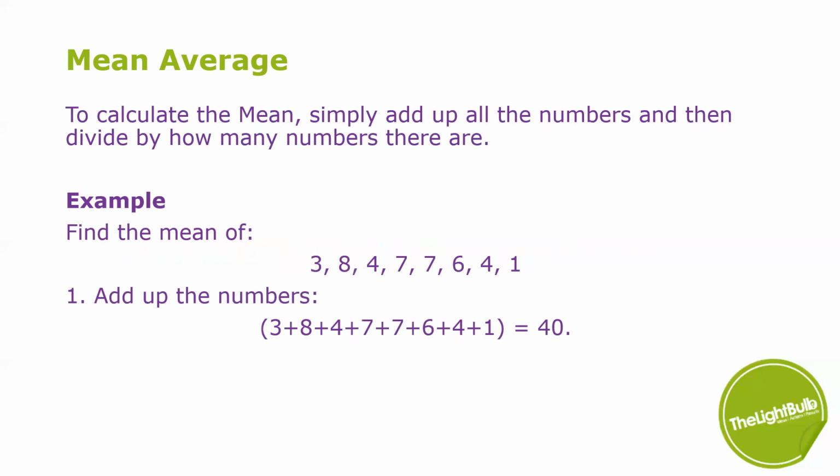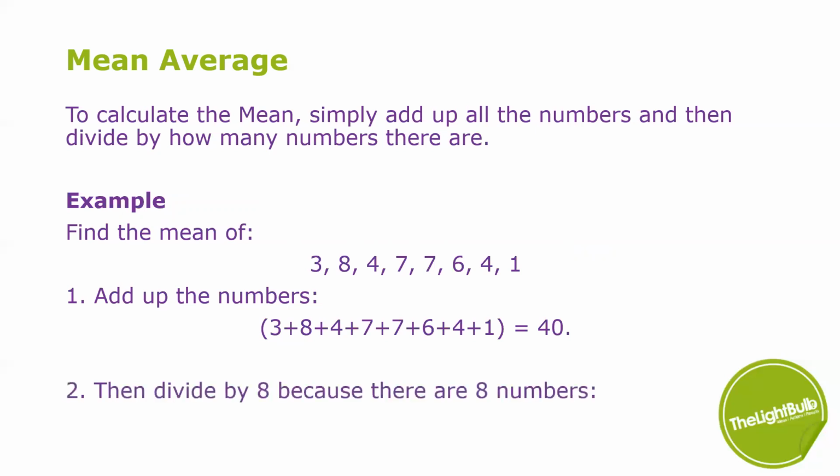And then what we do is we count up how many numbers there are. So we go, well, 1, 2, 3, 4, 5, 6, 7, 8. So what we'd do is 40 divided by 8. And that gives us 5. So the mean of that set of numbers is 5. And that is how we work out the mean average.